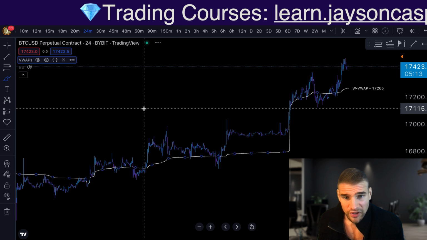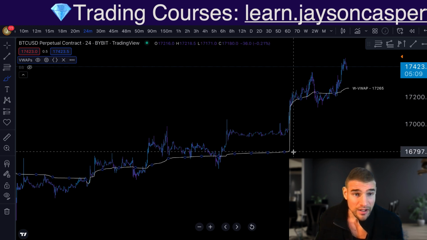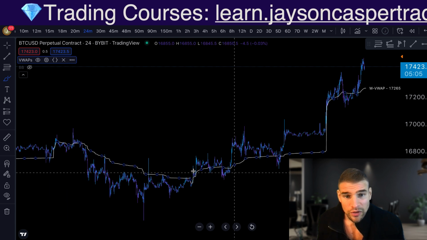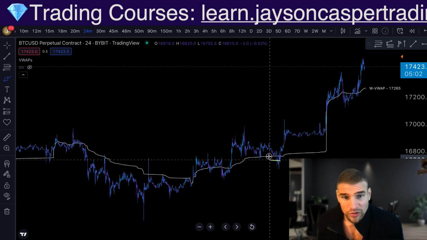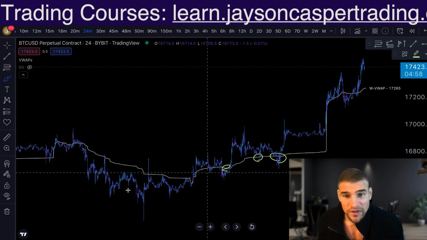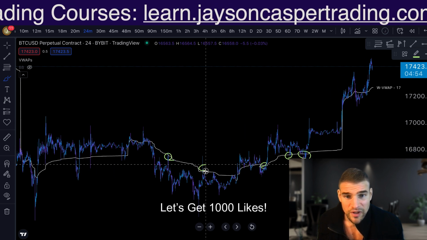Every single week, this will snap to the price and it will act as a dynamic area of support and resistance. If price is trading above the weekly VWAP, we can look at it for support and we can look to long when price comes to the weekly VWAP level. If it were trading below it, we can look to short when price comes to the weekly VWAP level.